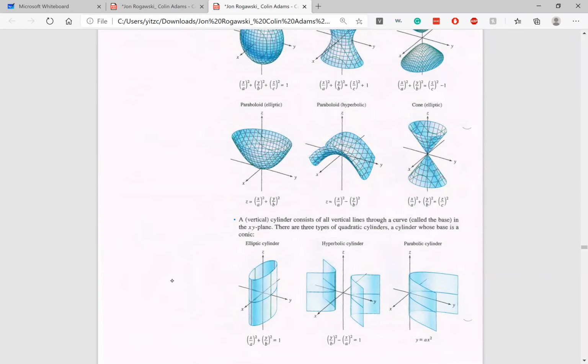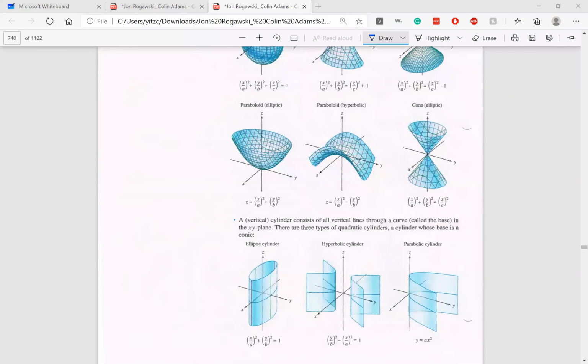Okay, any questions about any of these surfaces? No. Okay, so next time we're going to continue with vector valued functions, and we are going to stop here unless there are any other questions. So, if there are any other questions, please ask them.